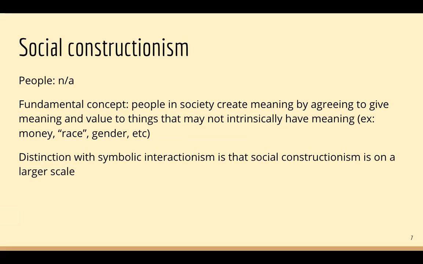So the distinction to take away from it is that symbolic interactionism is really on a micro scale while social constructionism is on a much more macro scale. In this example, money, race, and gender are things that any person in society can associate their meaning with, while symbolic interactionism can be something really simple like a look that you give to a person. So it's really on that person-to-person interaction level. Hopefully a coming question will help illustrate this at least a little bit.